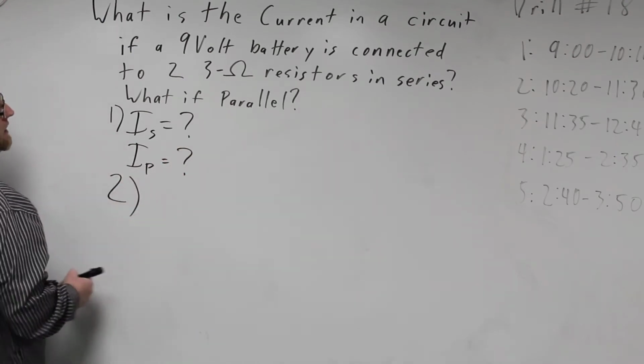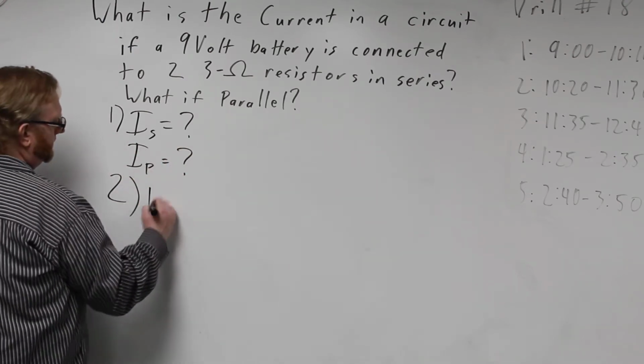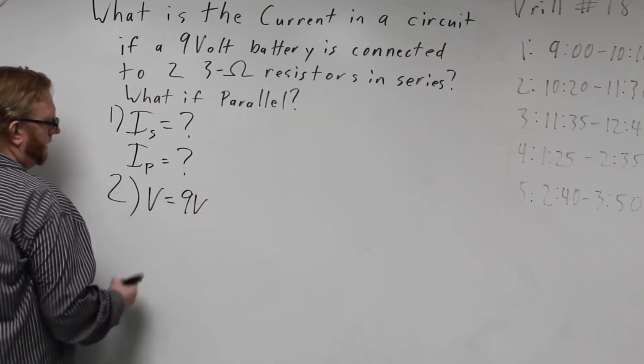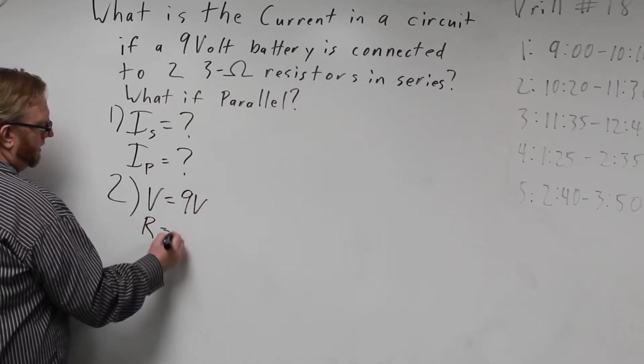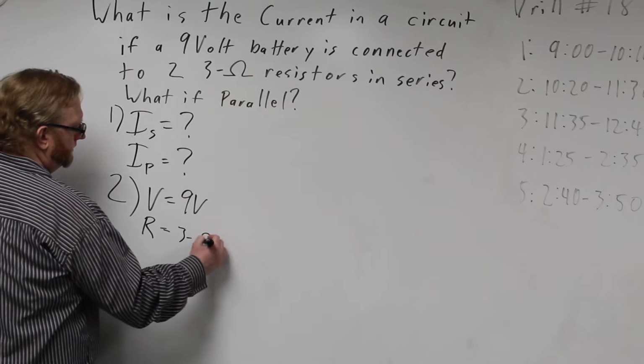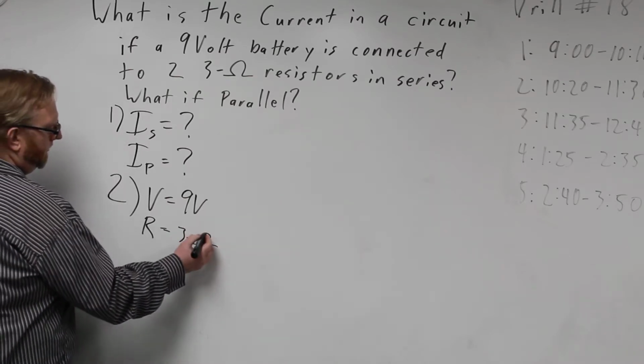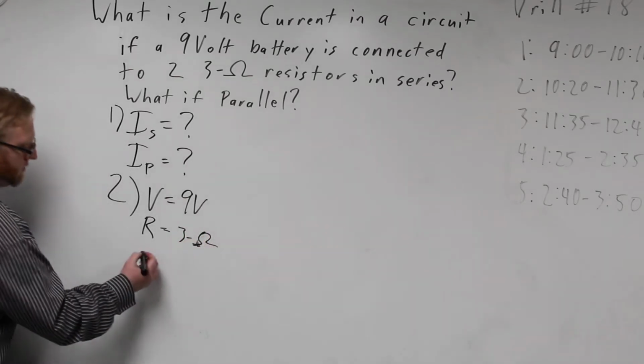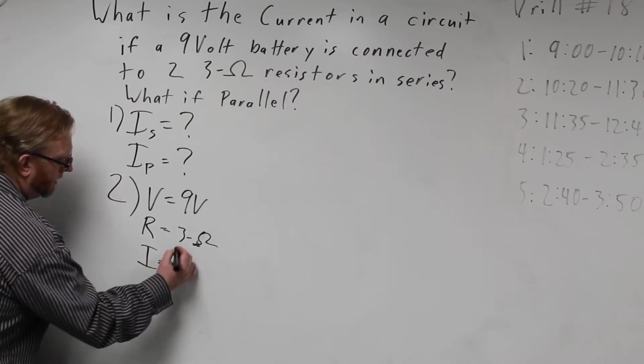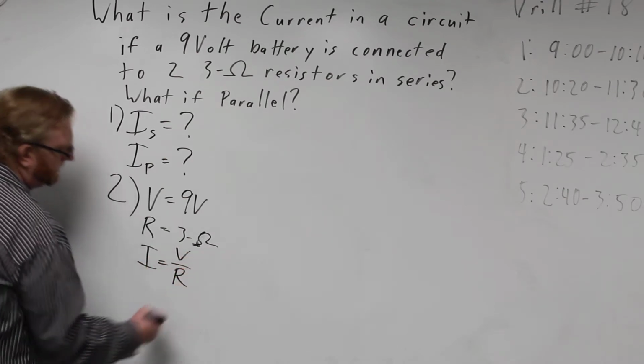What we know is we've got a 9-volt source, so our voltage is 9 volts. We know our resistors are 3 ohms. We know that if we've got resistance and voltage, we're going to use Ohm's law: current equals voltage over resistance.